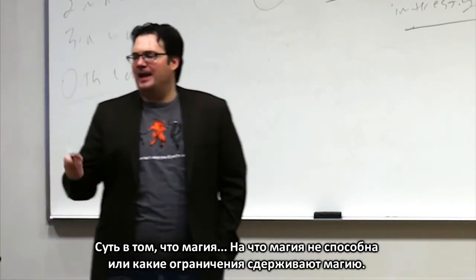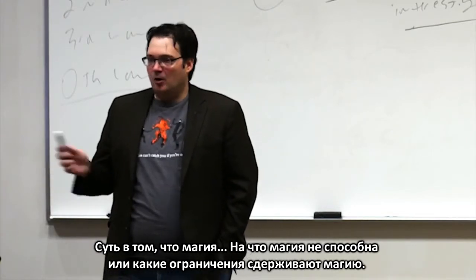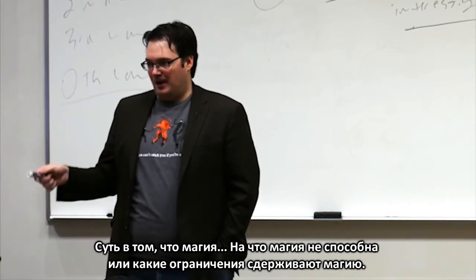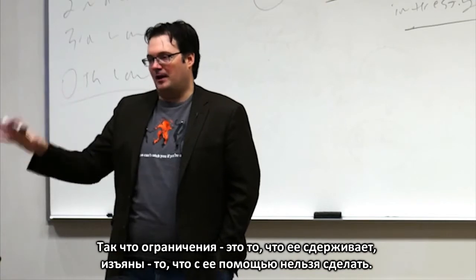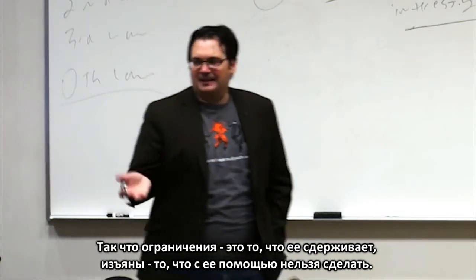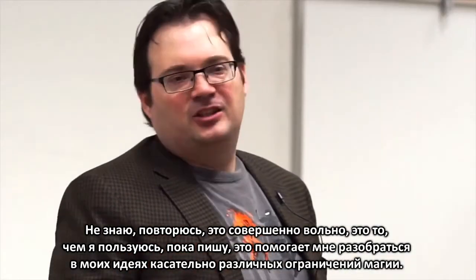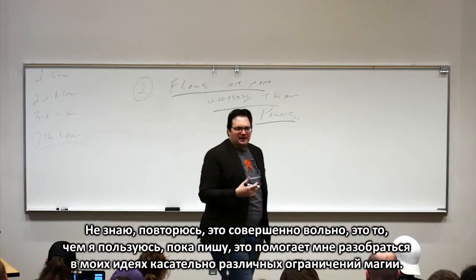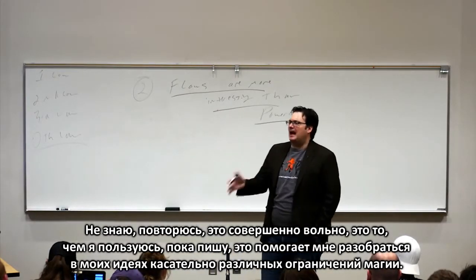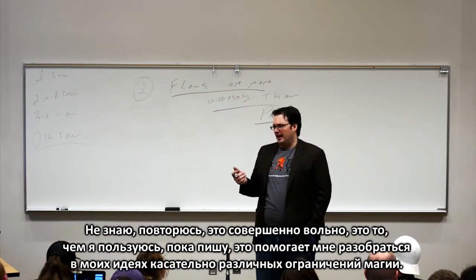The idea is what can't the magic do, or what limitations are bound to the magic. So limitations are what it is bounded by, and what it can't do is kind of the flaws. I don't know. Like I said, it's completely arbitrary. It's just something that I fiddle with when I'm writing, and it helps me to wrap my mind around different types of limitations on the magic.